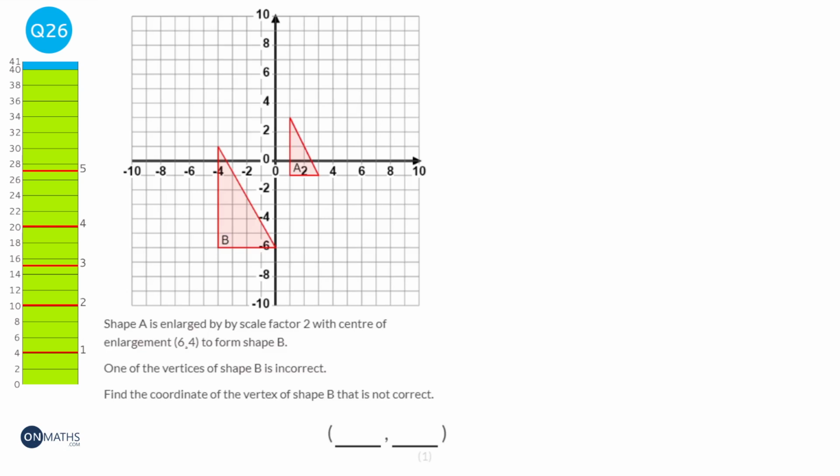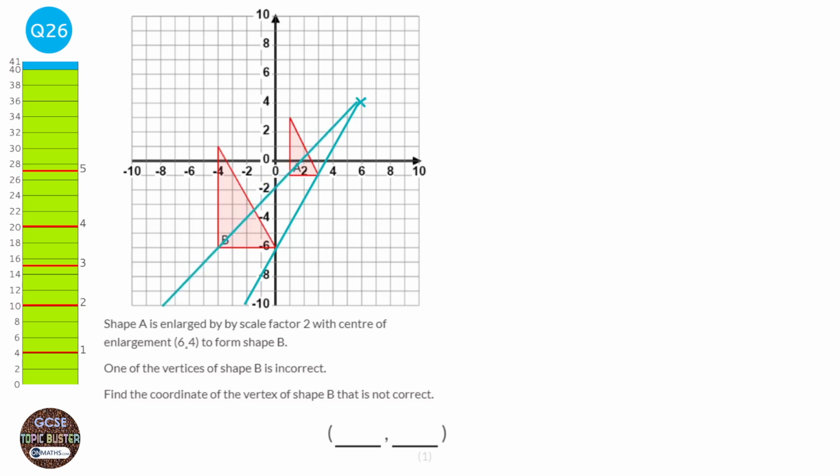So in this question we are told that the centre of enlargement is at 6,4. So let's just put a cross there. And what I'm going to do is just draw ray lines from the centre of enlargement, and we're just going to go through each of the corners of our shape A. And we're going to just check whether it goes through the corner of shape B, which it does on this one. Let's just keep going.